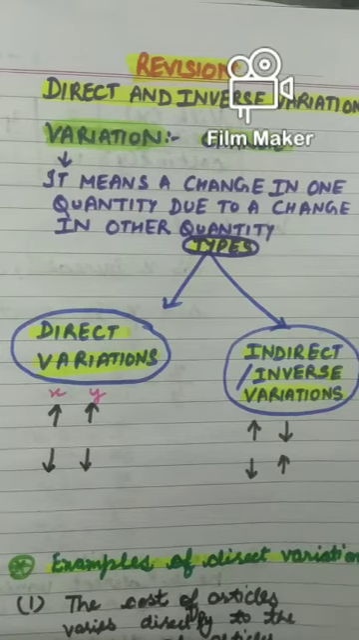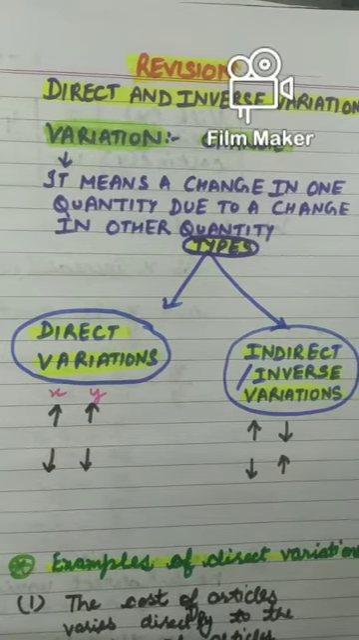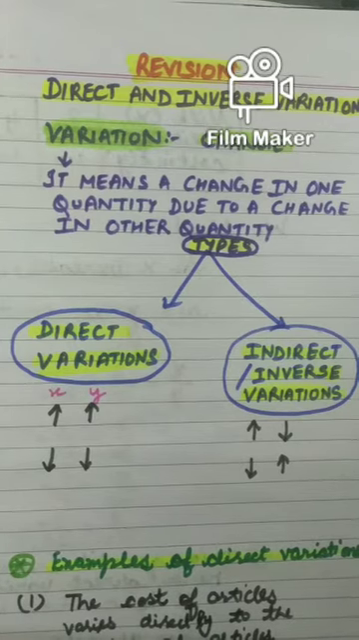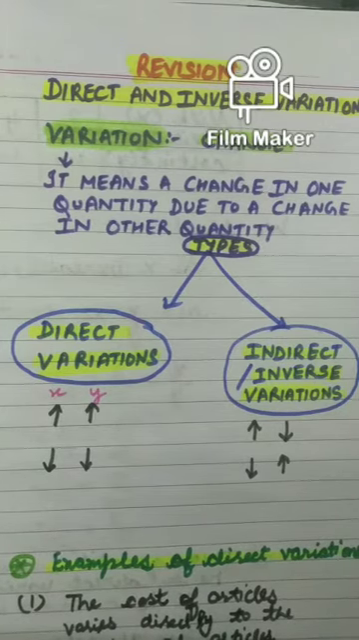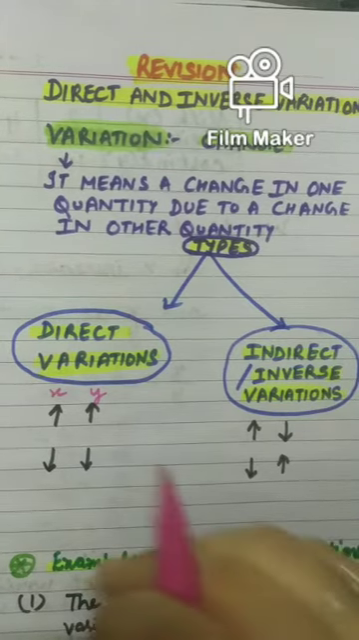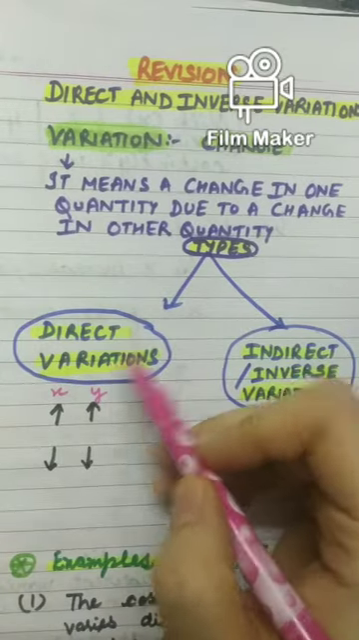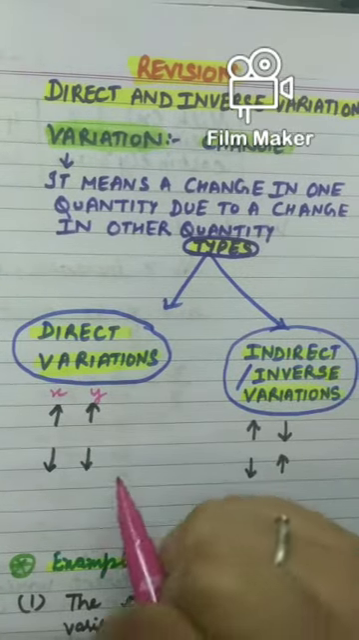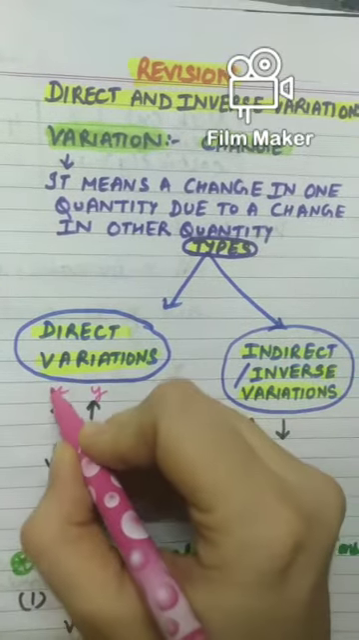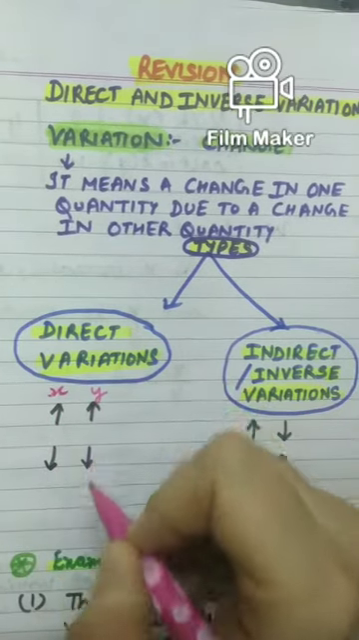Yes, children, today we are going to revise direct and inverse variations. Variation means change. In maths, it means change in one quantity due to change in another quantity. Let's see, beta, we have two types of variations, direct variations and indirect variations. What are direct variations? Suppose I have two quantities, x and y.